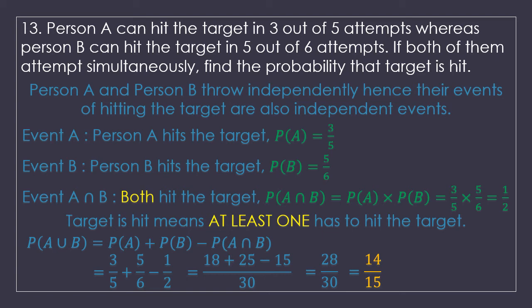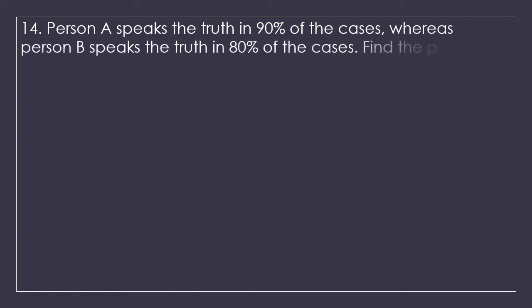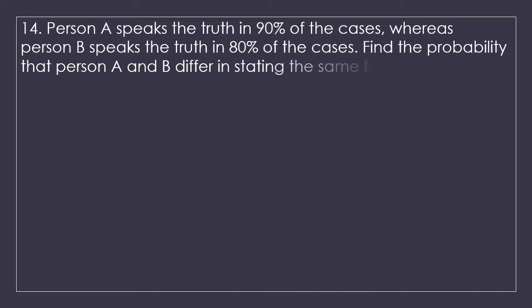After 13 comes the 14th question. Person A speaks the truth in 90% of the cases. Wow, 90% of the cases he speaks truth. Whereas person B speaks the truth in 80% of the cases. Great Atmas these people are. Find the probability that person A and B differ in stating the same fact.